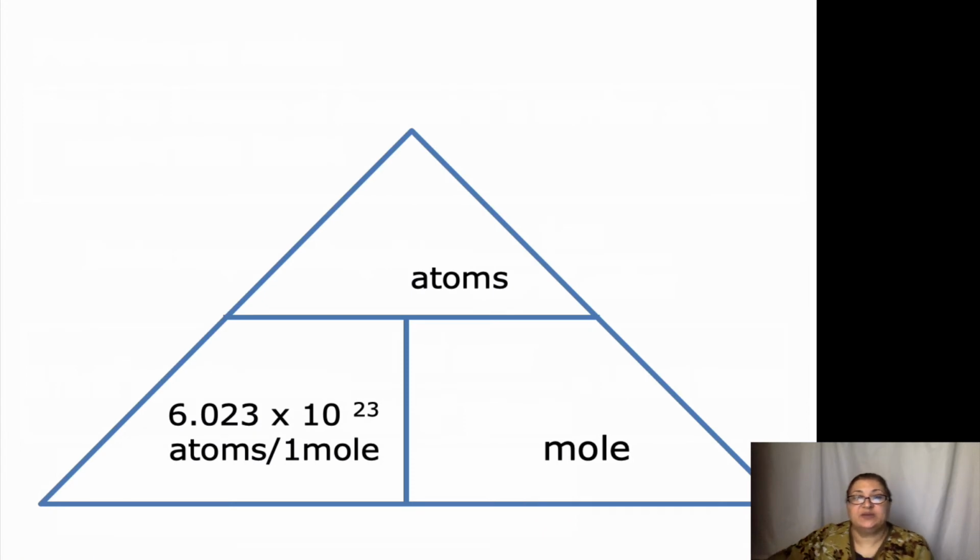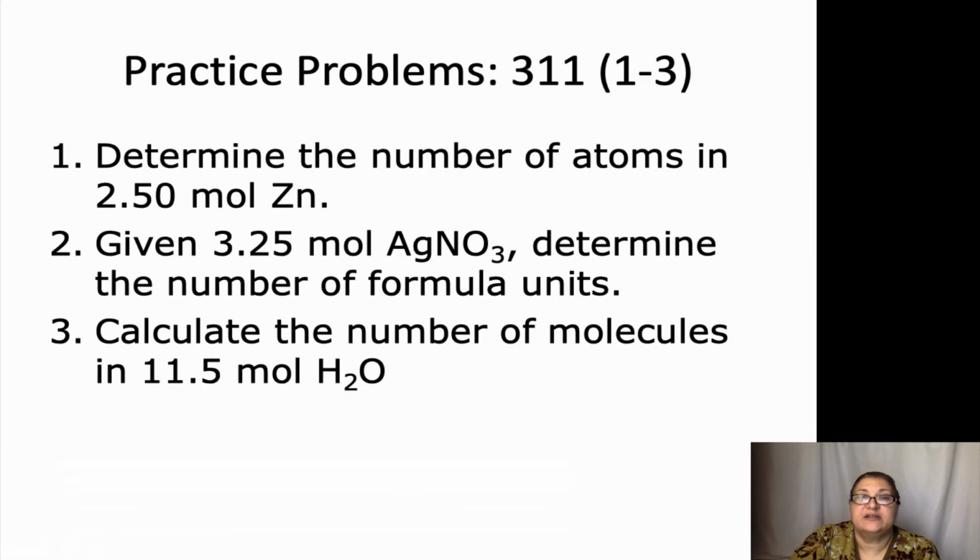The second method we'll be using is the triangle method, where you put the conversion factor in this corner right here, and then the units, which are atoms and moles. Depending on which one is given and which one they're asking for, we're going to either multiply or divide. So let me show you how to use this triangle.